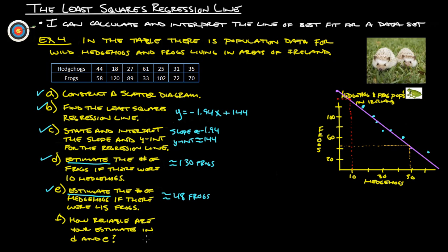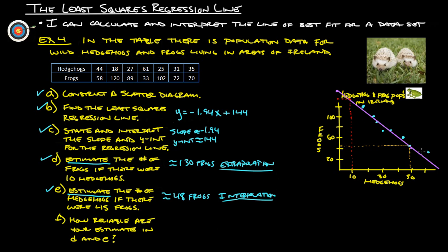How reliable are your estimates in D and E? How reliable these are going to be depends on our data. Now the one we did up to 48, we got to this spot here on the line, right? That is actually within the data set. This is what you call interpolation. So you're getting data that's inside the rest of the data. And then this first one, if we had 10 hedgehogs, it goes up here. Our data starts over here. So that's actually outside of our data range. That's called extrapolation. And this is interpolation. Okay, because that's going to come up again later on.